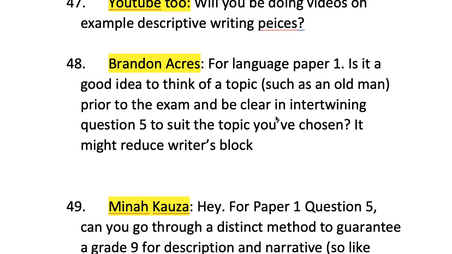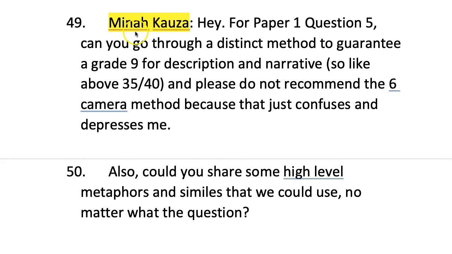Again, you have to choose based on the state you are in your revision. Don't try something that you think is going to be risky. Only try things that you have a really good idea are going to work with your current skill set. Mina Kauza, hey, for paper 1, question 5. Can you go through a distinct method to guarantee a grade 9 description and narrative? Yes, I recommend the 6-cam method.